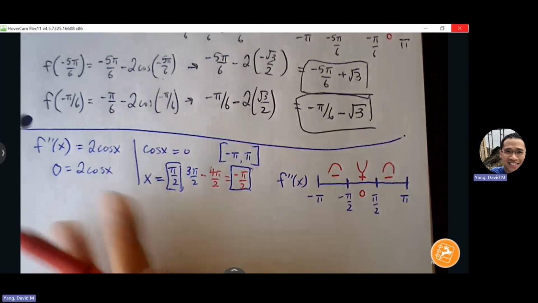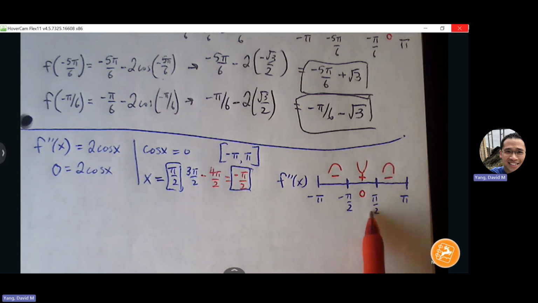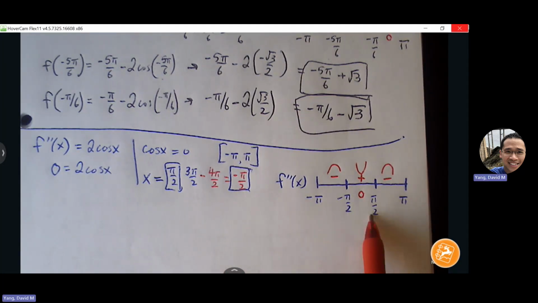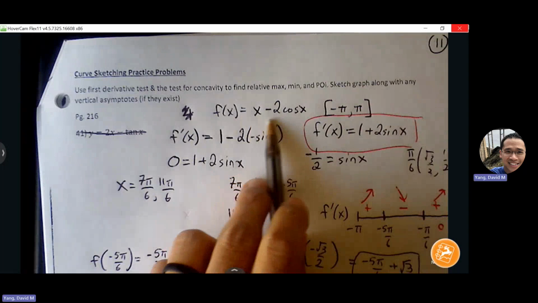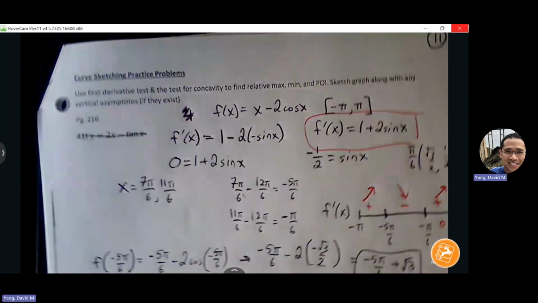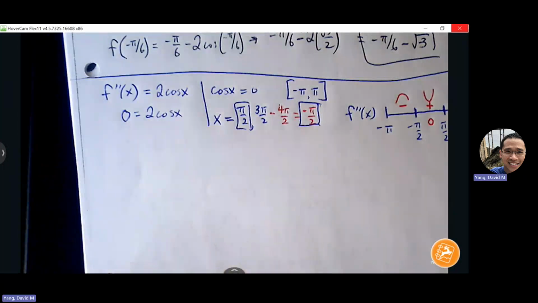Okay, so what can we expect then at these critical points? What can we call these points? Points of inflection, right? And if I want to find the actual ordered pairs, put them back into the original. Okay, so here's the original. x minus 2 cosine x. We'll insert, evaluate at those points there.